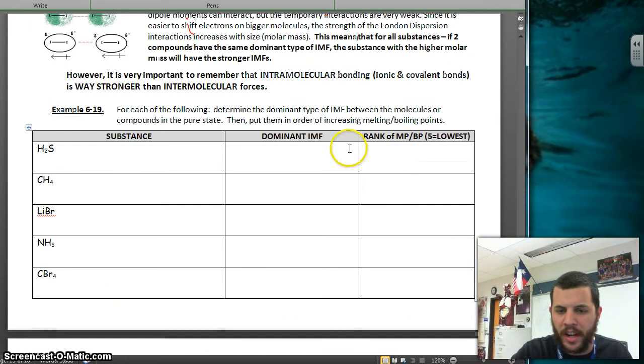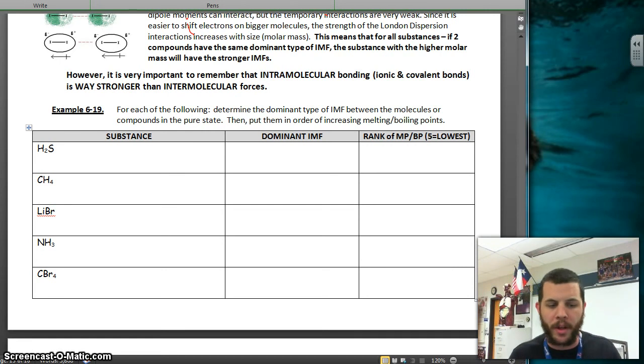All nonpolar covalent molecules experience London dispersion forces, and they're very, very weak. It doesn't take a lot of energy to break those up. Therefore they're going to have really low melting points and boiling points, because it doesn't take much energy to break those forces.